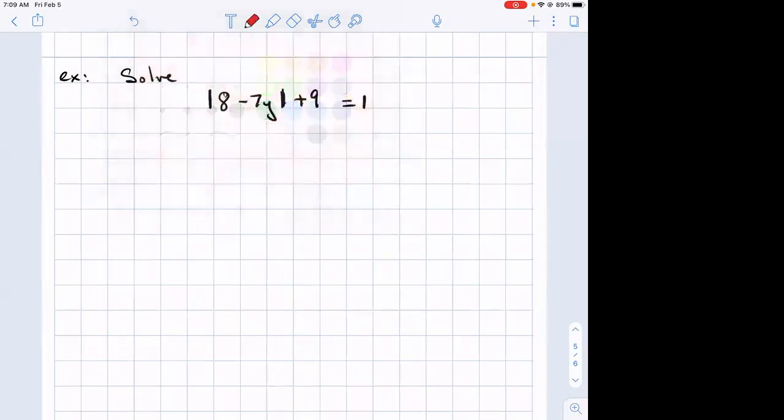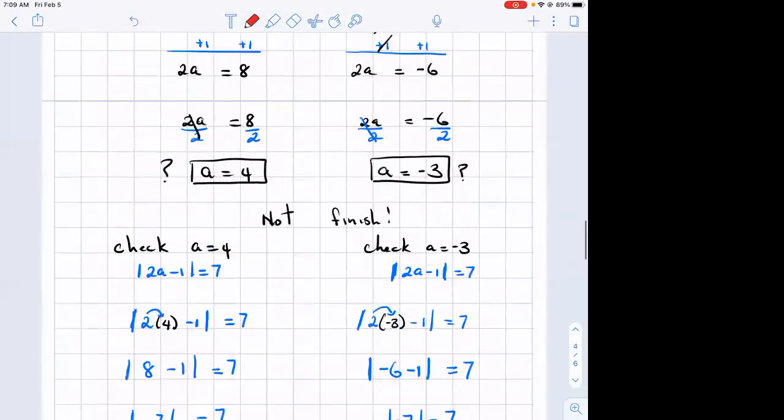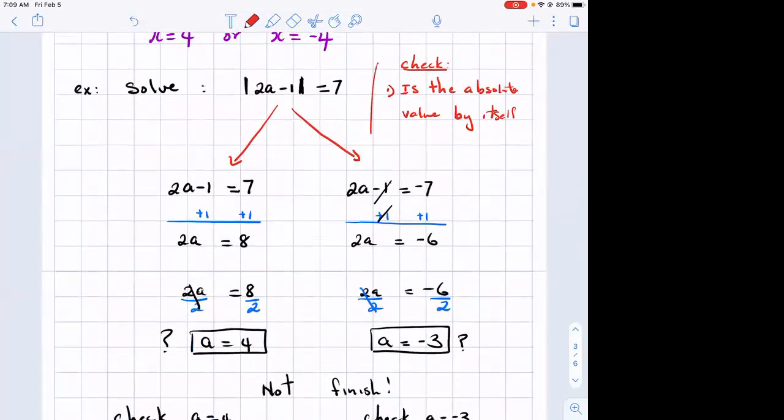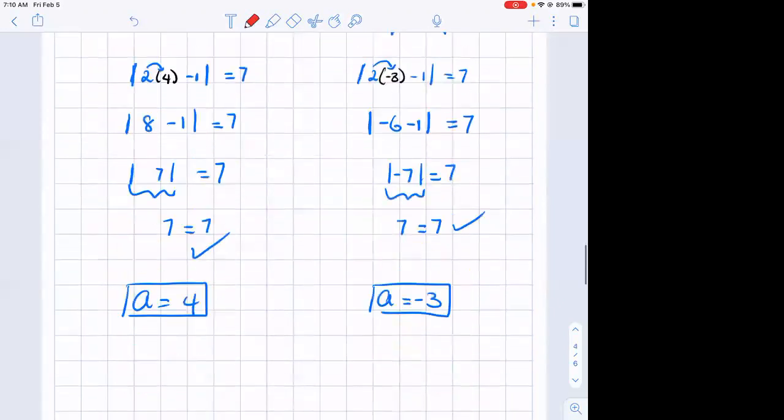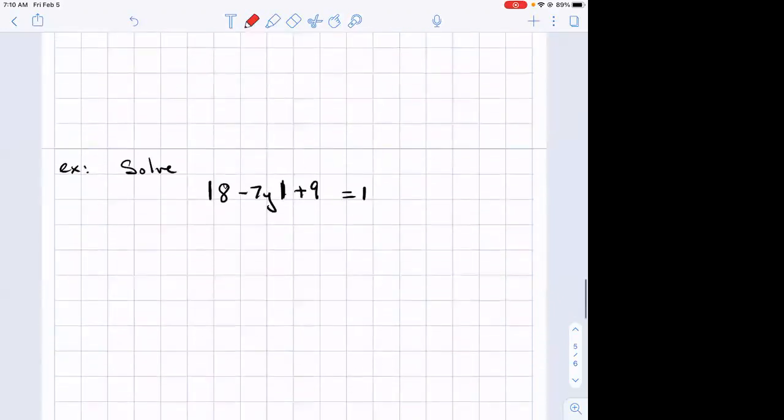So earlier we had this comment: check if the absolute value is by itself.